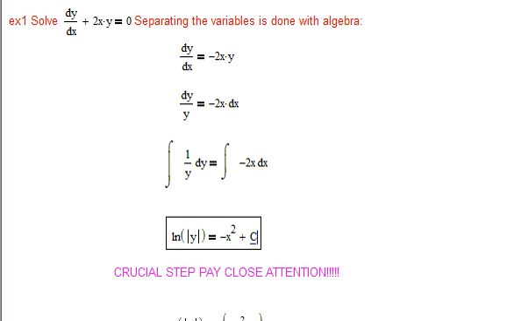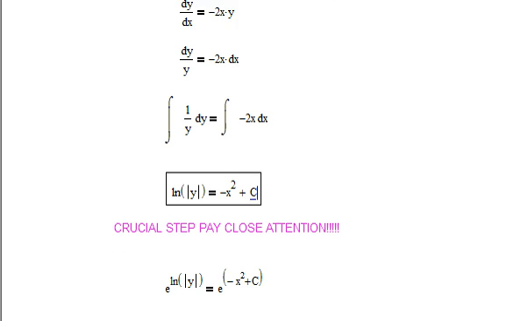Now, here comes a very crucial thing where a lot of people make mistakes. So I'm doing this to try to help you. I'm doing this because I've seen so many people err here. I've seen so many people make mistakes.